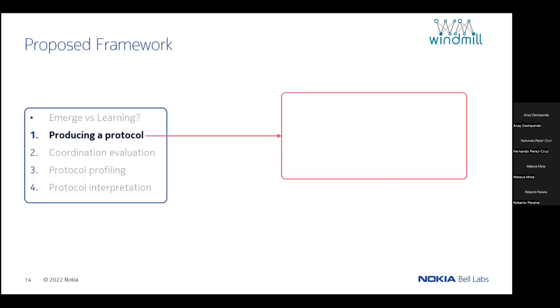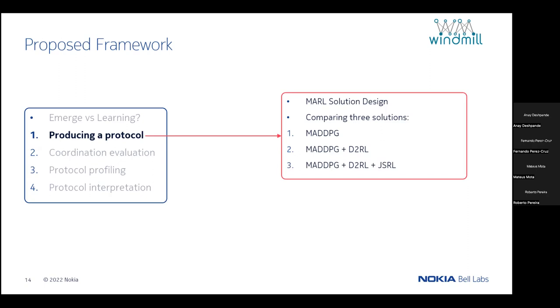Now we can go to the framework that I'm proposing here. The first step is obviously producing the protocol. And here you are mainly doing a solution design. We compare three solutions, which is the training algorithm by itself. Then you add the feature engineering idea. And of course, you add another one on top of it. So you have three solutions with jumpstart and curriculum learning. Okay.